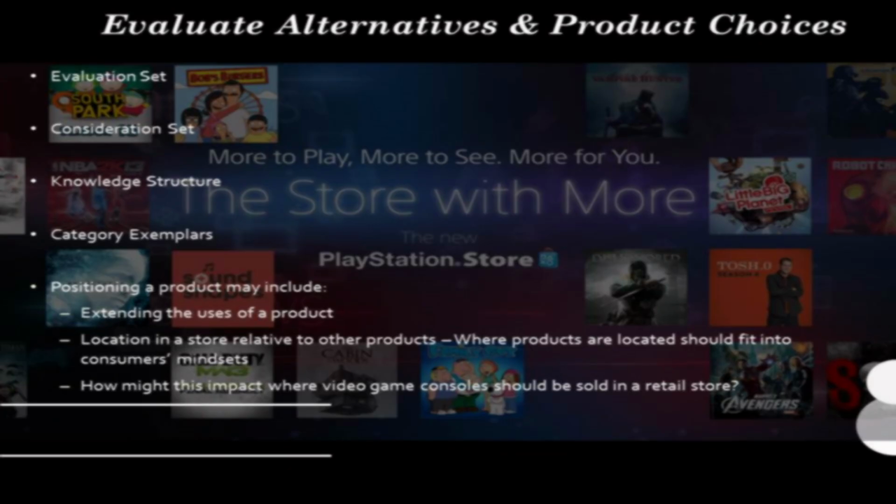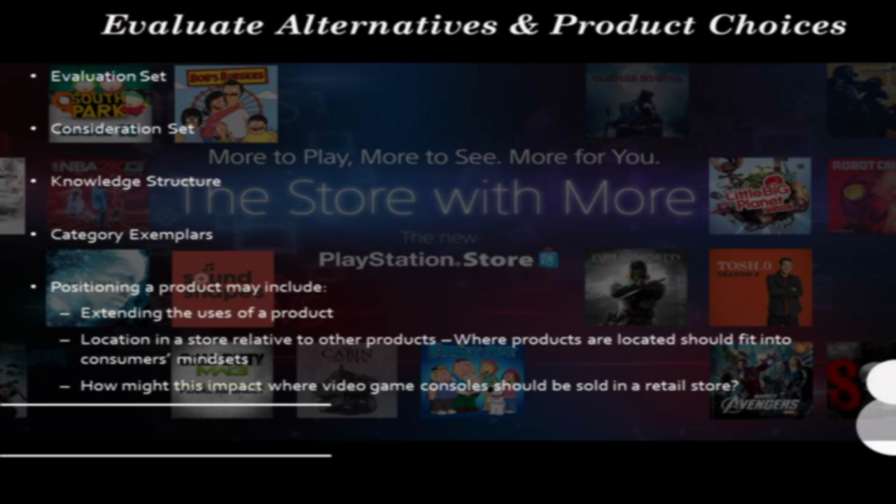Evaluating alternatives and product choices. So the consumer may come across a particular video game set, if you will. Every possible option may lie in the evaluation set. I have all of these video games to evaluate. From there, I might have a consideration set, a set of games that I might think about.